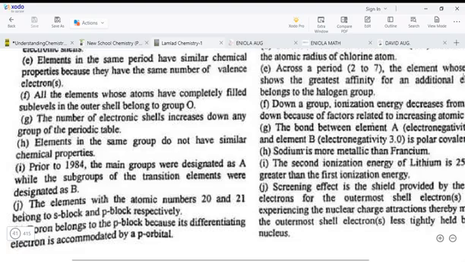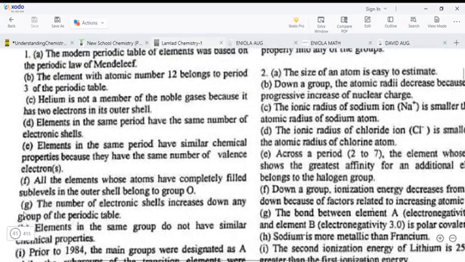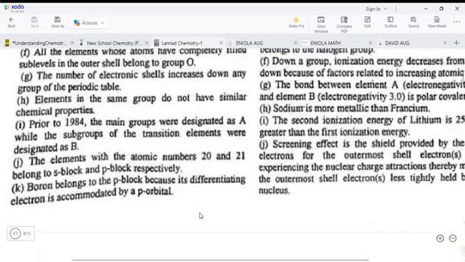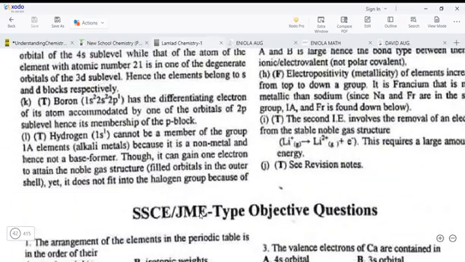Then the last questions here, which are J, K and L, are the last questions under this topic. For J, the elements with the atomic numbers 20 and 21 belong to S block and P block respectively. So is it true that the element with atomic number 20 and the one that is 21 belong to S and P block? So let's confirm that for J.